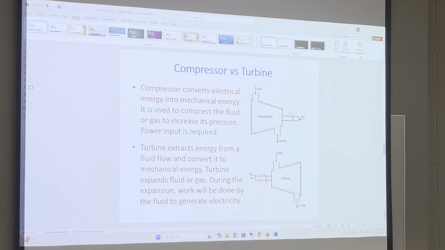As I said, we are looking at pressure changes: pump, turbine, compressor, valve, pipeline. Let's look at the compressor and the turbine. A compressor converts electrical energy into mechanical energy. Turbine work will be done by the fluid to generate electricity. The turbine is to generate electricity.